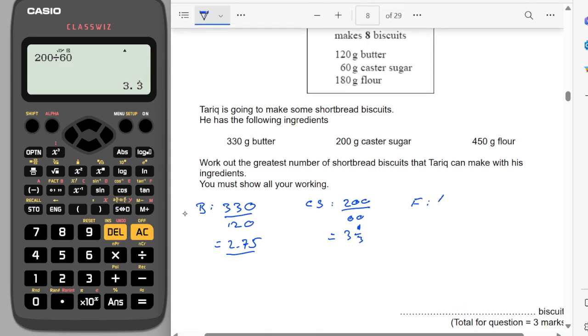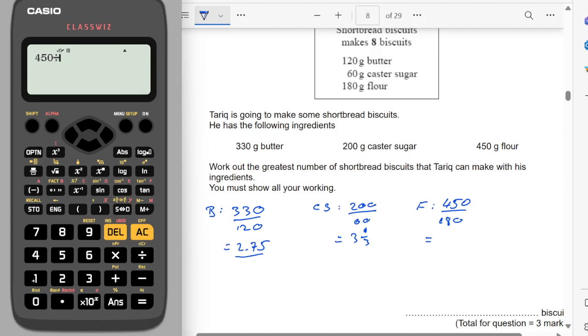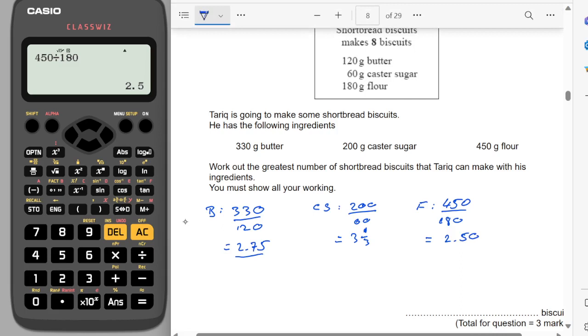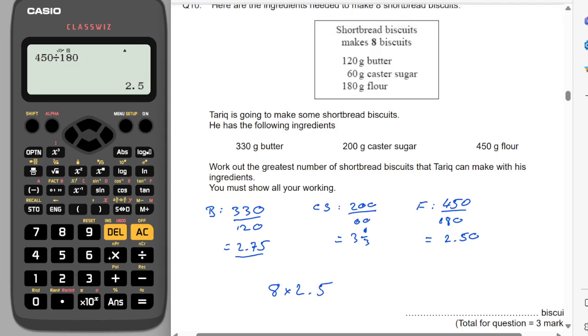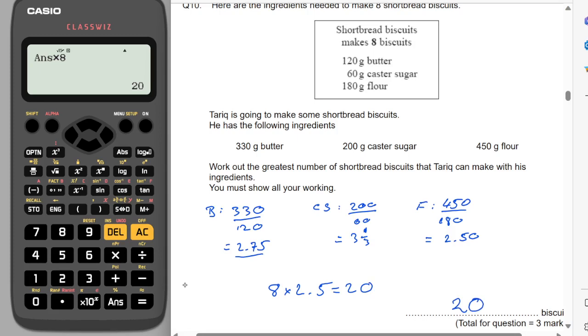So 450 divided by 180 gives me 2.5 batches. So actually that's the deciding factor. We've only got enough flour for 2.5 batches. So the number of biscuits that they can make is 8 times by 2.5. So 16, 20. So 20, and flour is our limiting factor.